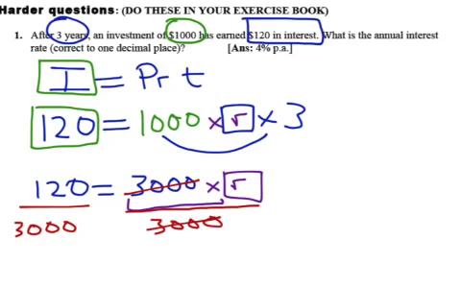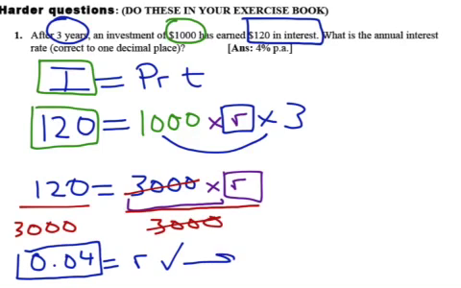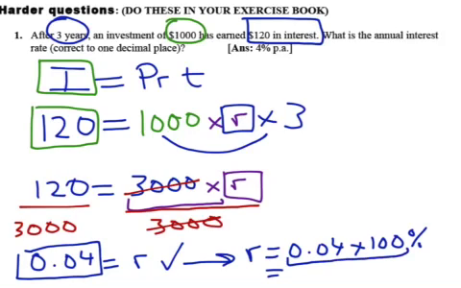3,000s cancel. Now 120 divided by 3,000 is equal to 0.04. So you get 0.04 is equal to R. Now that is your answer, but interest rates are usually converted as a percentage. So you need to convert this to a percentage, and to do that, you multiply by 100, little percent there. So now, what's 0.04 times 100? It's just 4. So the interest rate is 4%.